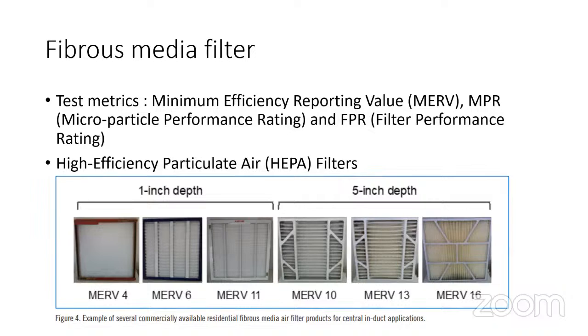So the different test metrics which are adopted for measuring the effectiveness of fibrous media filters are minimum efficiency reporting value, called MERV, or microparticle performance rating, or filter performance rating. These are different standards adopted by various countries for measuring the effectiveness of the fibrous media filters. Then there is a kind of fibrous media filter called the high efficiency particulate air, or HEPA filter. These offer the highest available particle removal efficiency of fibrous media filters for a wide range of particle sizes.